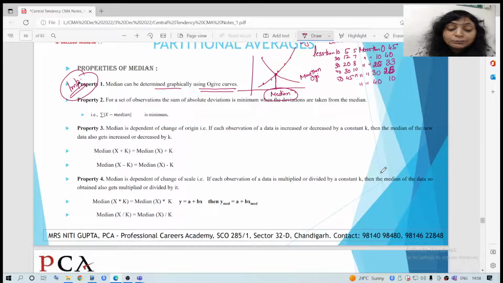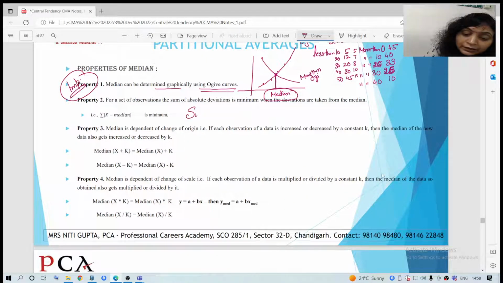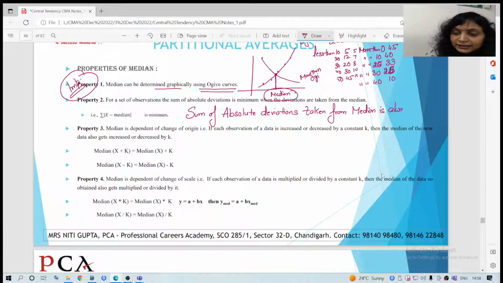The second and most important property: the sum of absolute deviations taken from median is always minimum. So understand this property, sum of absolute deviations. Now what do you mean by absolute deviations? Absolute deviation means ignoring sign.